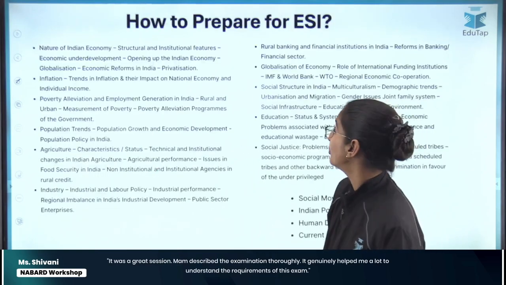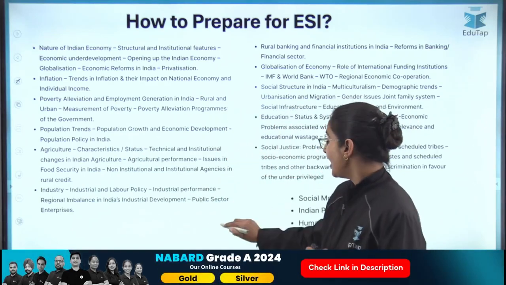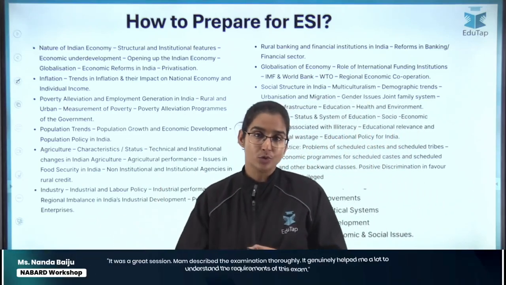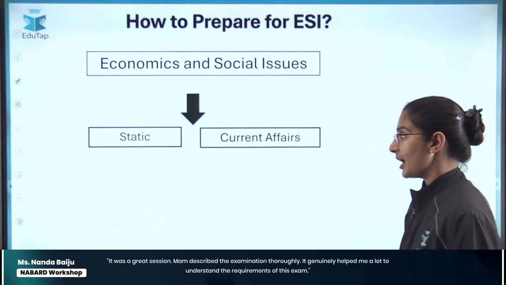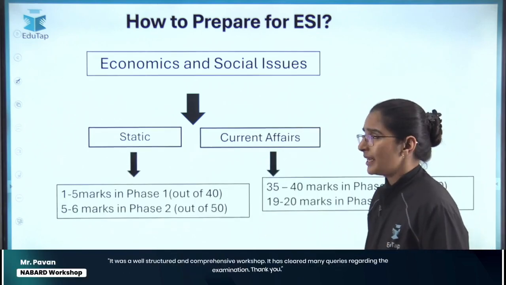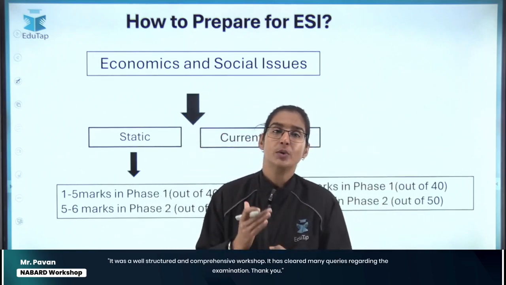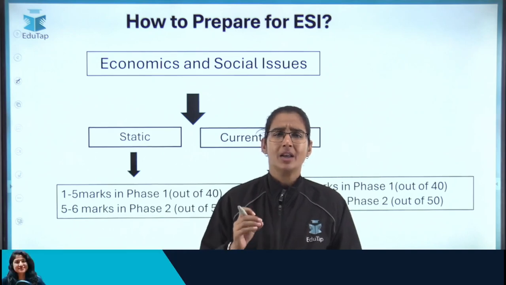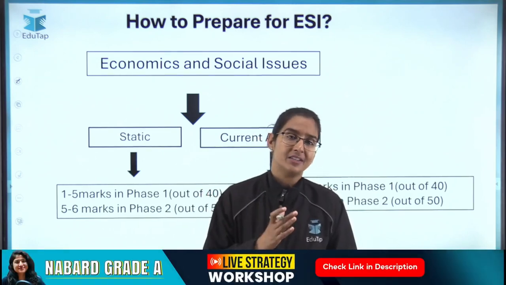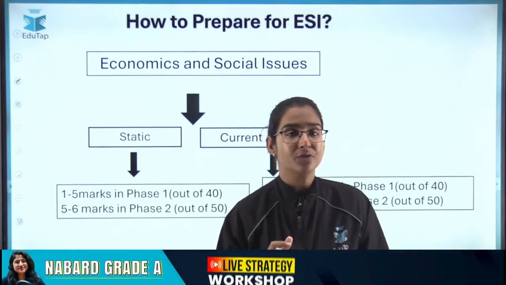Now, moving ahead, let's move to the next component, which is the ESI. How you have to cover the ESI? So first of all, here is the syllabus. The syllabus includes both the economics part and the social issues part. Now, coming to again a very important topic, what is actually being asked in the ESI paper? Let me tell you that in both phase 1 and phase 2, it is the current affairs which is dominating. In phase 1, hardly 5 or 3 questions get asked from the static part, but otherwise the major portion is asked from the current affairs only.